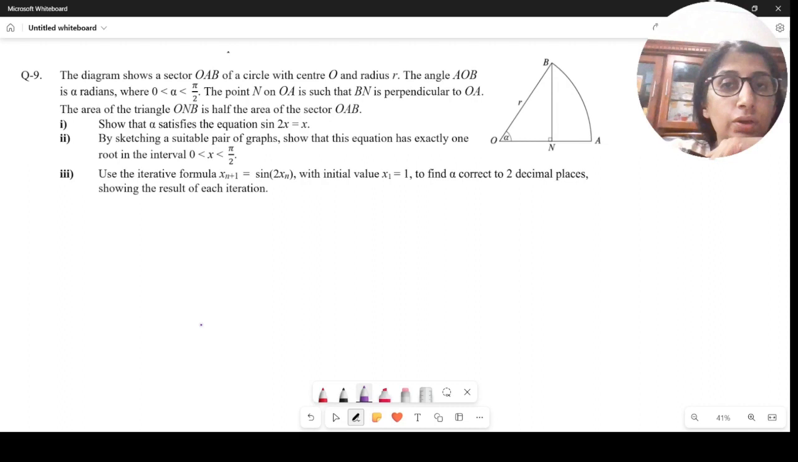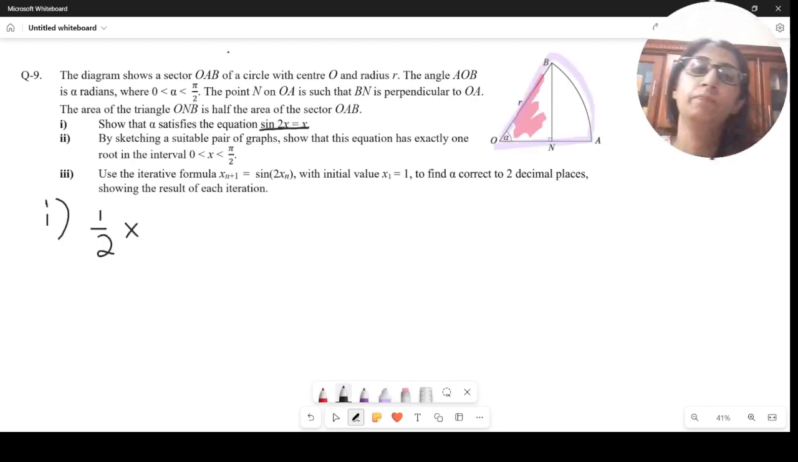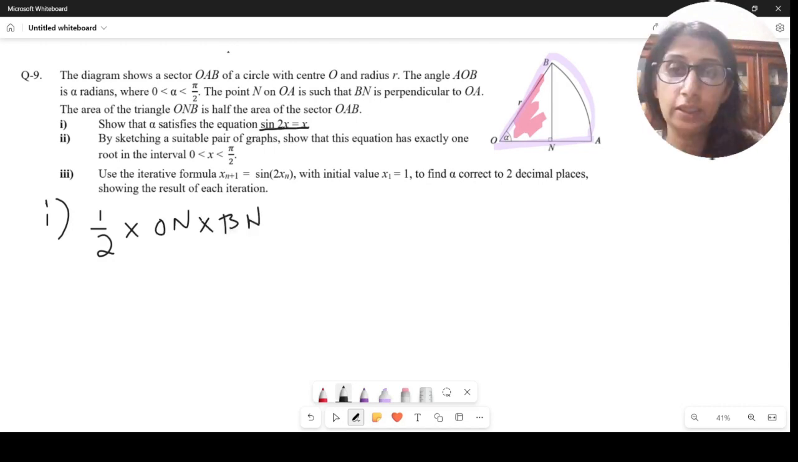Okay. So the area of this triangle is half the area of this entire sector. So we're going to use this to show that alpha satisfies this equation. I'm going to start with the area of the triangle, which is half times base times height. So half times ON times BN equals half the area of the sector. The area of the sector is half r squared theta from last year. So half times r squared times alpha.